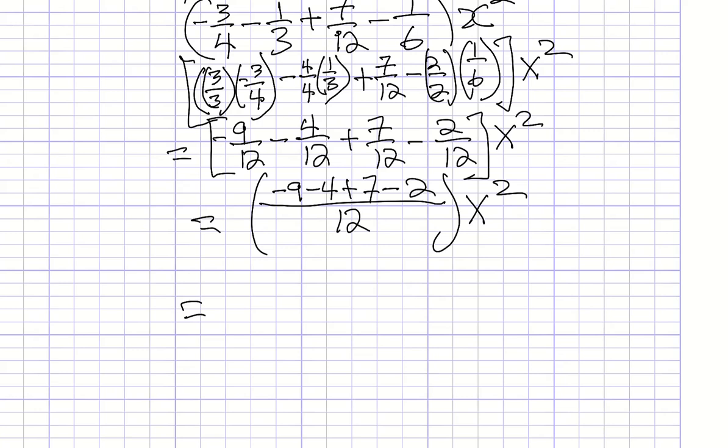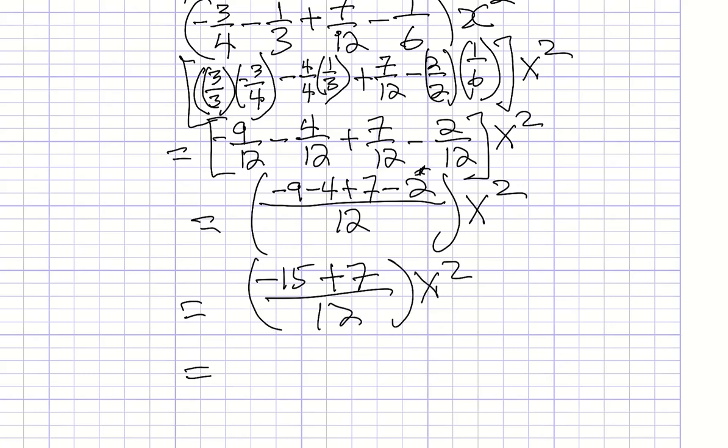That's negative 13, okay, plus that one here, so it will be negative 15. Negative 15 plus 7, okay, over 12, like that. Okay, keep going. That would be negative, what is that? Negative 8 over 12, like that, right? Because negative 15 plus 7.